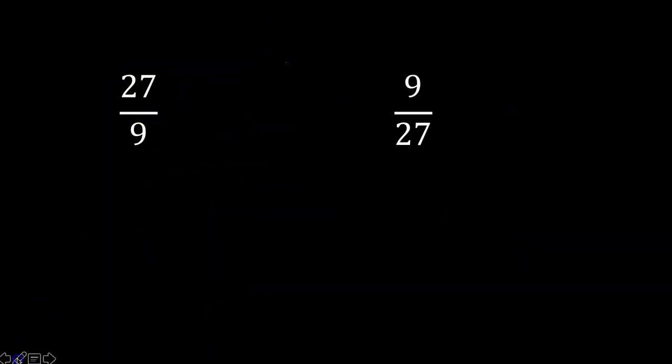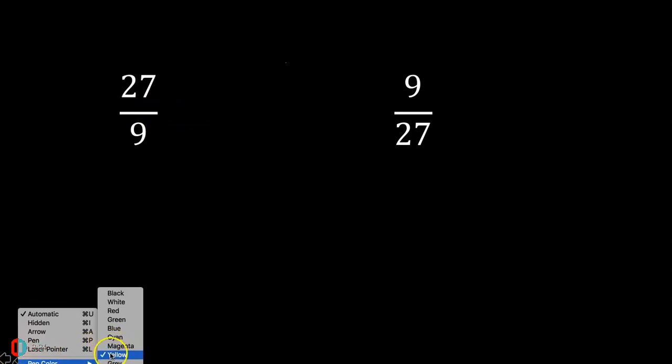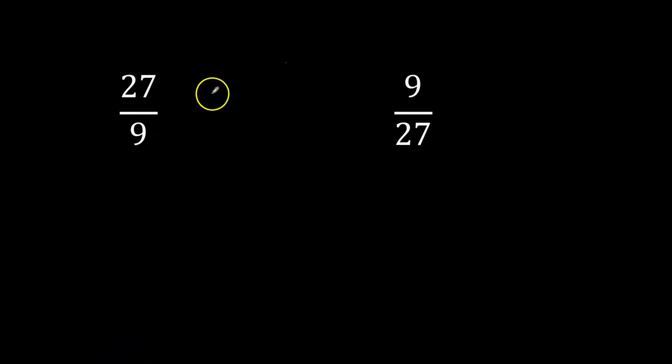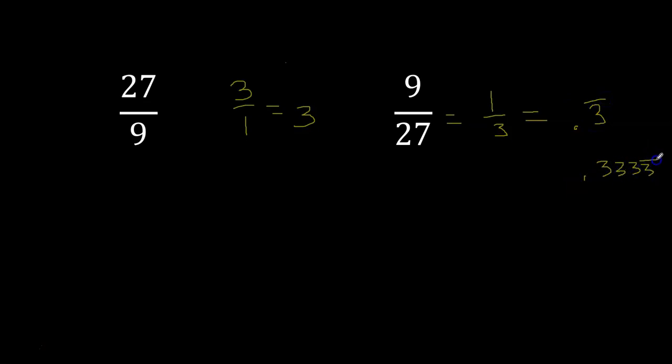27/9, I'm not going to show you all of the work. Otherwise, it would take forever if I showed every step. I just want to show you that this reduces to 3/1 and equals 3, but 9/27 reduces to 1/3, which is equal to a decimal value, so 0.3 repeating. Remember, when you put a line over it, it means that the pattern goes on forever. So that 3 goes on forever.